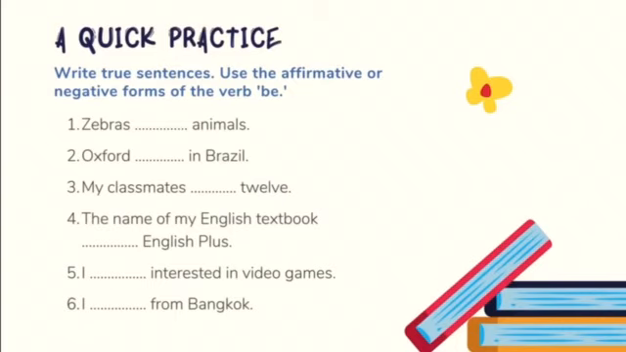For this practice, you have to write true sentences. You have to use either the affirmative or the negative forms of the verb to be. Number 1. Zebras, animals. Number 2. Oxford, in Brazil. Number 3. My classmates, 12. Number 4. The name of my English textbook, English Plus. Number 5. I, interested in video games. And number 6. I, from Bangkok.